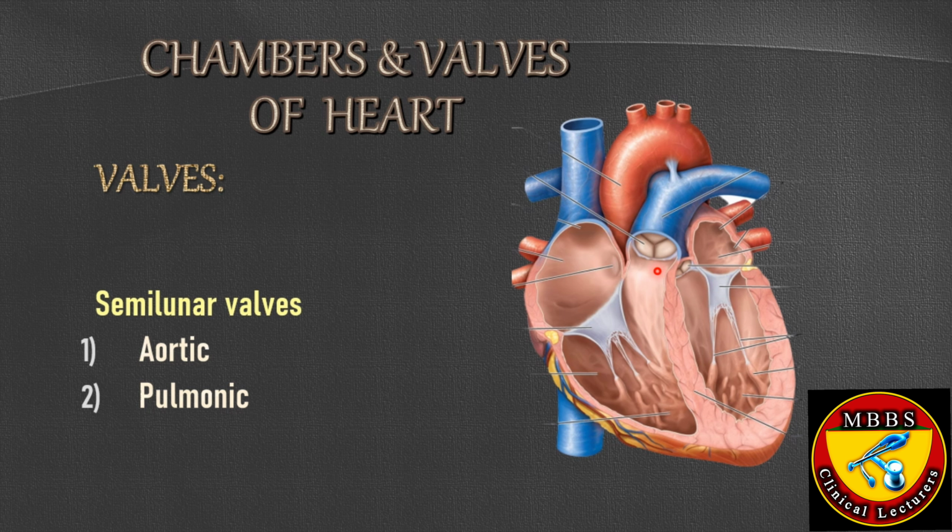So we have 2 types of valves, AV valves and semilunar valves. The AV valves are the right and left AV valves, which are tricuspid and bicuspid. The bicuspid valve is situated on the left side, most commonly known as the mitral valve. The tricuspid valve is situated on the right side, whereas the pulmonary and aortic valves are the semilunar valves.